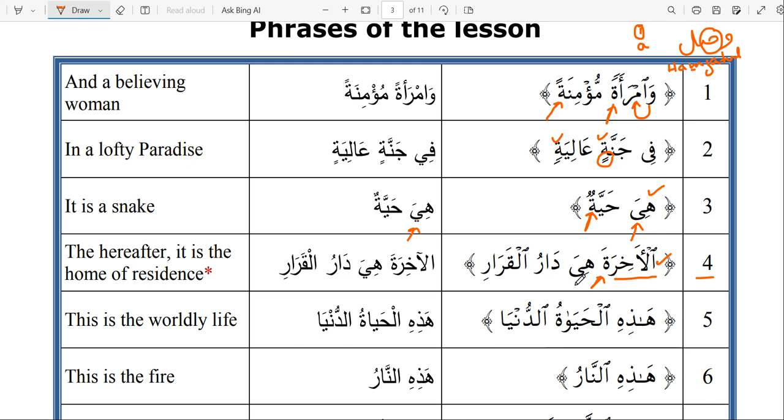Al-akhirata hiya. And why is this hiya pronoun coming? Because it is referring to the al-akhirah. This noun is feminine. That's why hiya is coming here. Hiya dar. What is this akhirah? So the explanation of akhirah is coming. The explanation is hiya darul qarar. Dar means house. And qarar means home of residence. And now here are some details of the hamzatul wasl. I will share it after we come to the topic on hamzatul wasl later in this lesson.